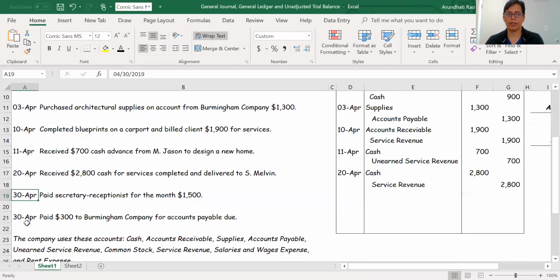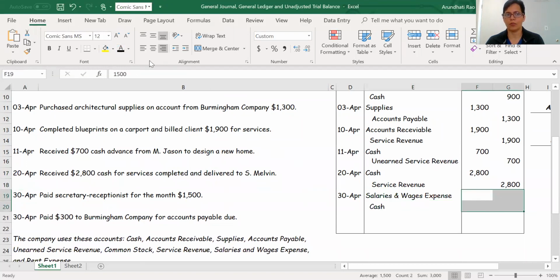On the 30th, I now pay the secretary $1,500, $375 per week. The month is over. I got the benefit of that person's services, so I'm going to pay. Now, when I get the benefit of something such as a service from an employee, it's an expense for me. So I call it salaries and wages expense. I paid cash, cash decreased, so cash has to be credited. And the amount they've told me is $1,500.